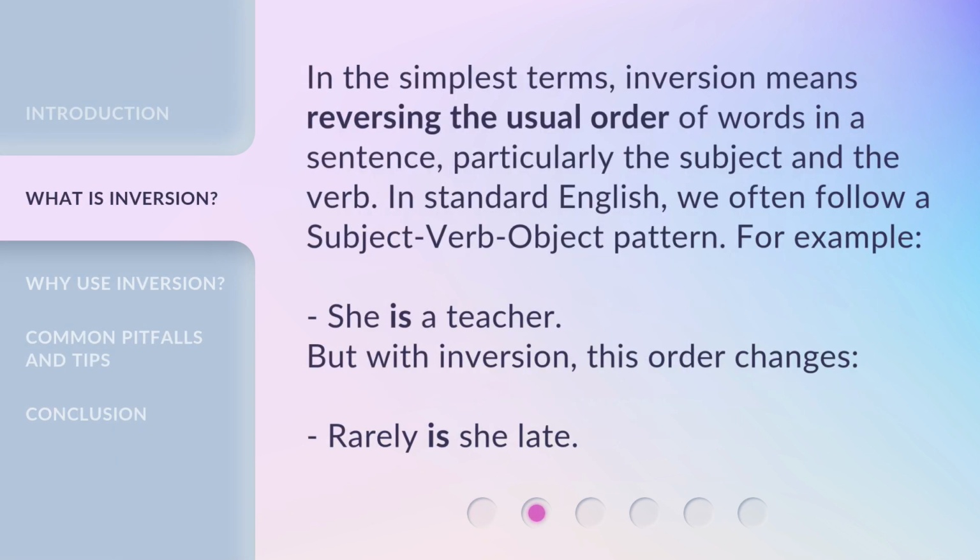In the simplest terms, inversion means reversing the usual order of words in a sentence, particularly the subject and the verb. In standard English, we often follow a subject-verb-object pattern. For example, "She is a teacher," but with inversion, this order changes. "Rarely is she late."